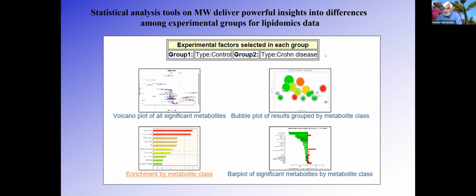Another example, Crohn's disease. This is a study taken also from the Metabolomics Workbench. Some patients who suffer from irritable bowel syndrome or Crohn's disease, they have control and Crohn's disease. I can look at all the metabolites that are different in a volcano plot, all significant metabolites that are downregulated in Crohn's compared to control, all metabolites upregulated in Crohn's compared to control. I can do it in a bar plot. I can do it in a plot like this, which says these are down, these are up, etc.